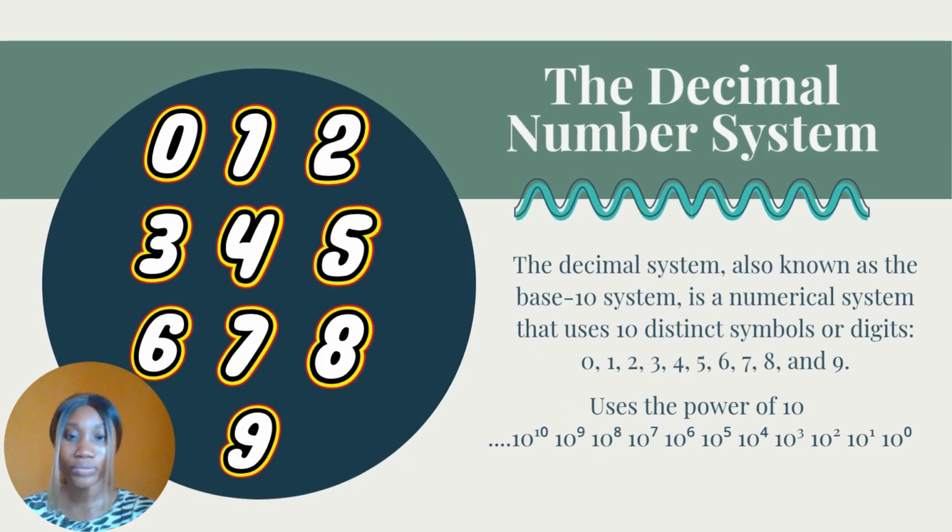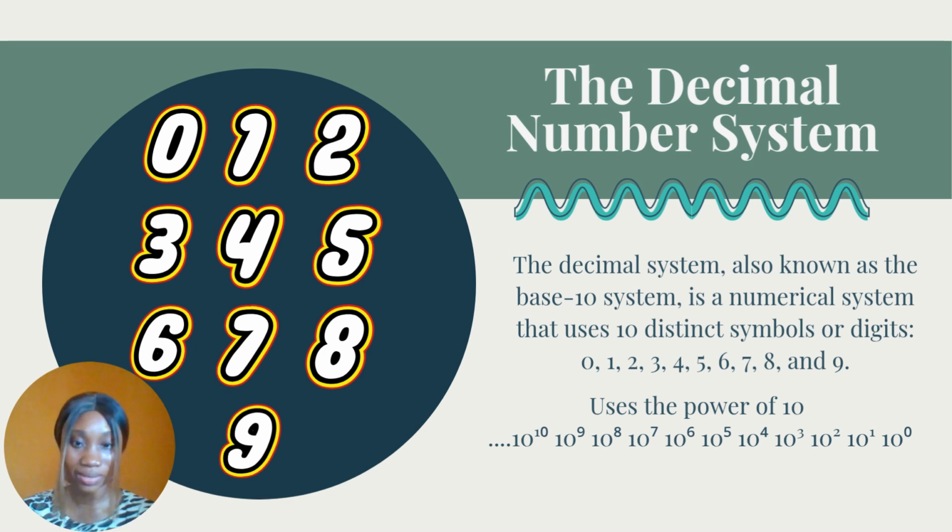For us to fully understand the binary number system, we have to take a quick look at the decimal number system. Now, the decimal number system is our everyday number system. In the decimal number system, we have 10 digits that make up a whole lot of numbers. Now, those 10 digits are 0, 1, 2, 3, 4, 5, 6, 7, 8, and 9.